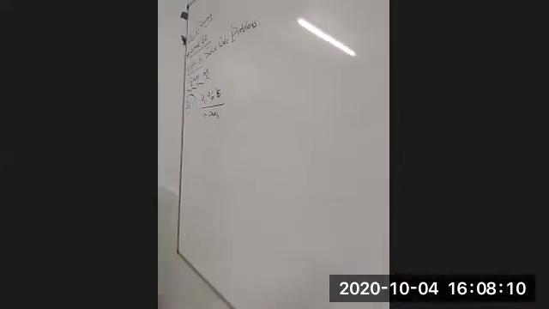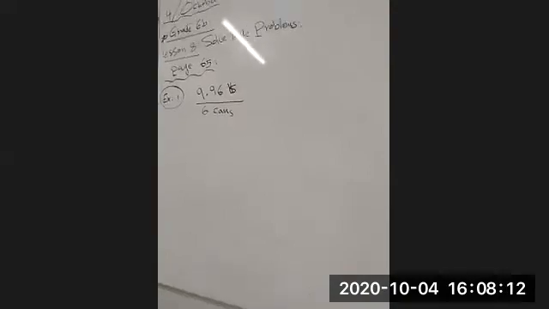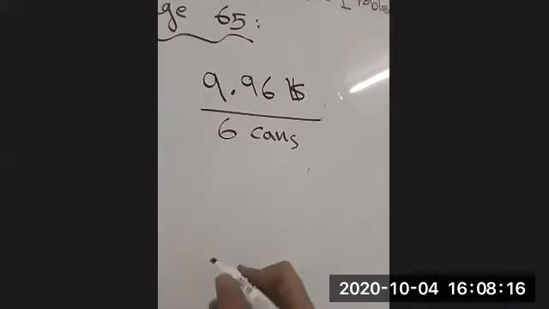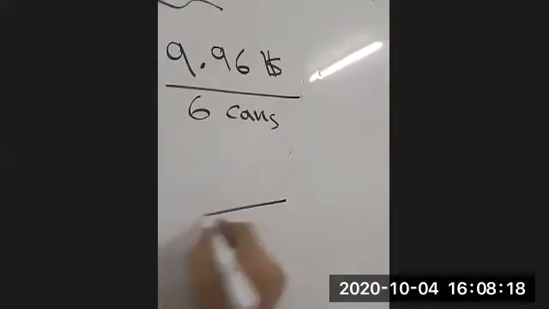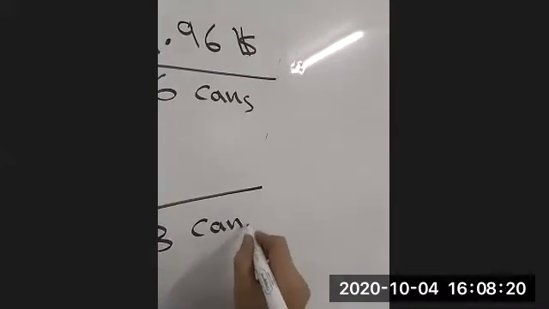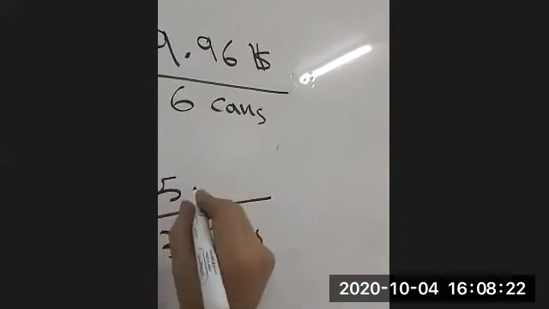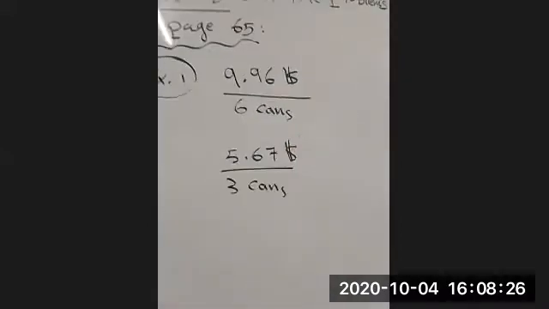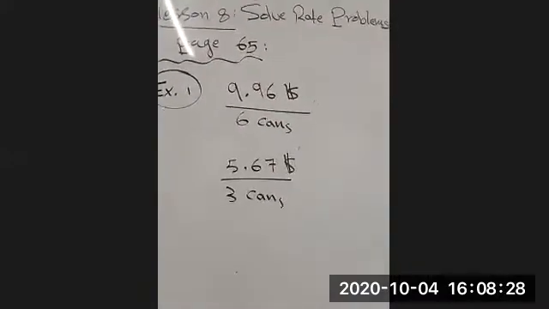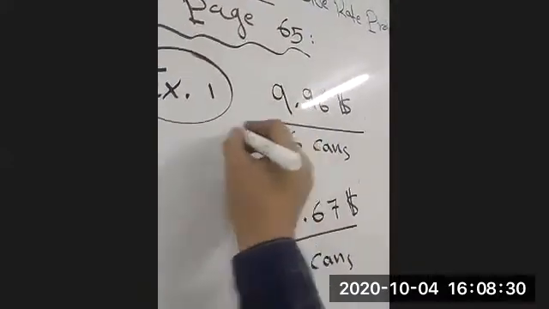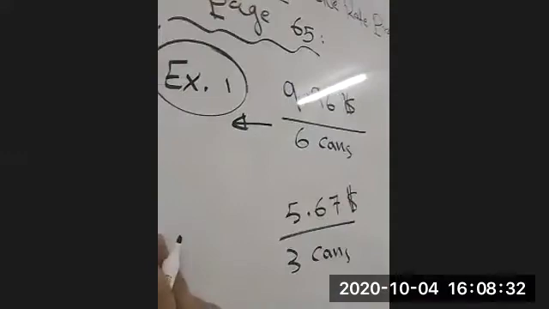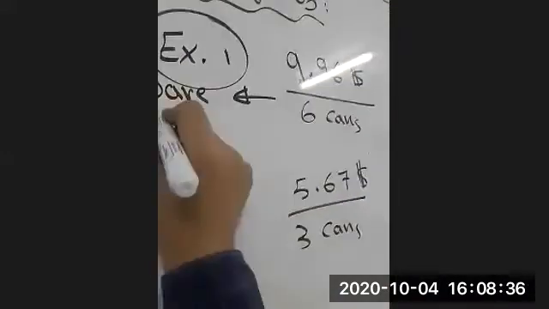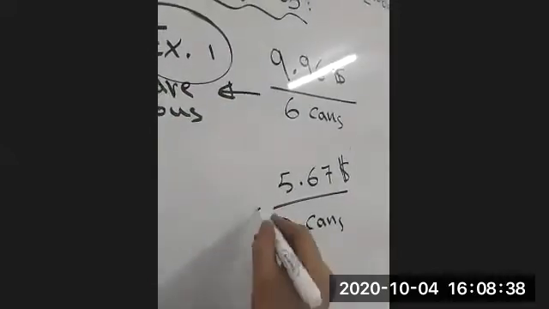At a local grocery store, 3 15-ounce cans of the same brand of tomato sauce are on sale for 5.67. Look here, guys. I have two stores. What's the name of the first store? Warehouse. Right. The name of the second store? Local grocery.